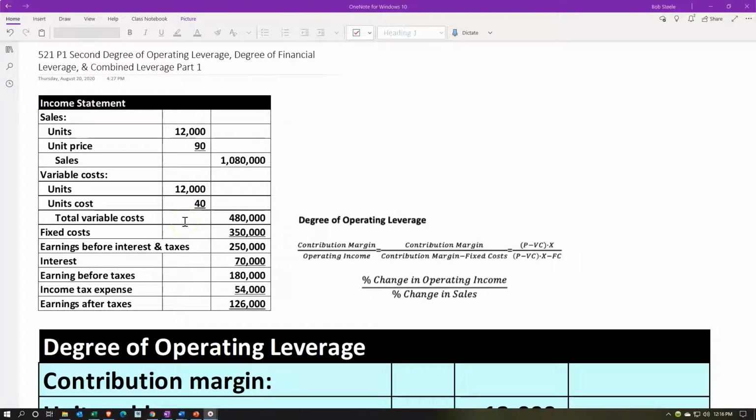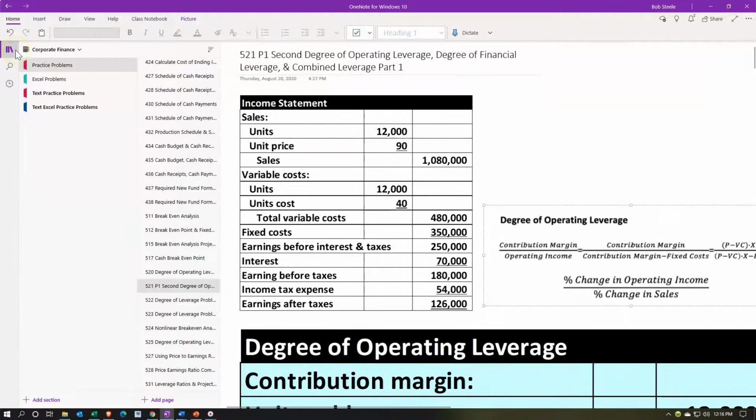Here we are in OneNote. If you would like to follow along in OneNote, you're not required to do so, but if you have access to it and would like to, we are in the 521 P1 second degree of operating leverage, degree of financial leverage, and combined leverage part 1 tab in the practice problems section.